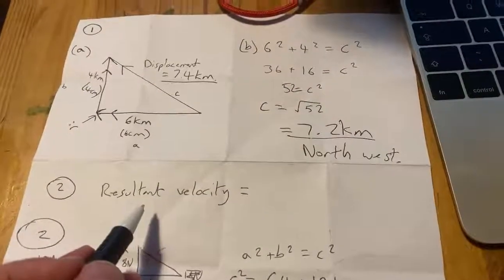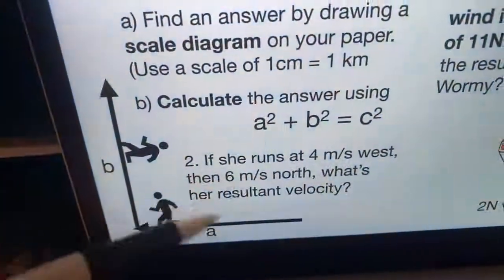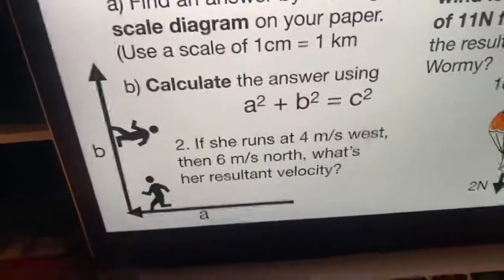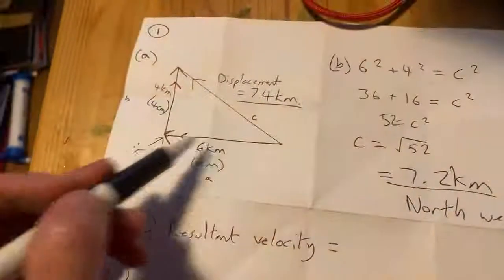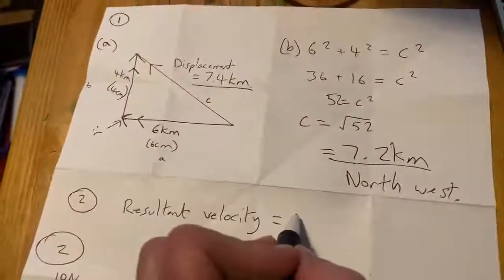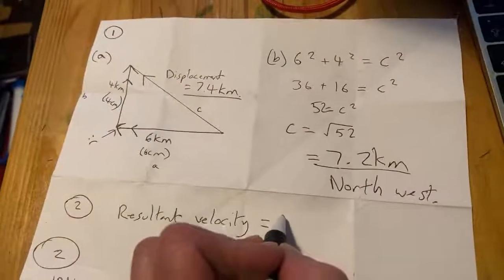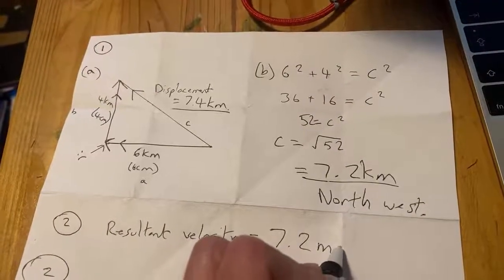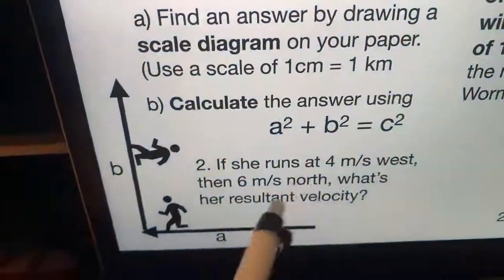The resultant velocity, well, did you get that? If she's running exactly the same, but just the units are different, then the resultant velocity is going to be exactly the same number, but with different units, yeah? Because it's exactly the same triangle. So her resultant velocity was going to be 7.2. Be just really careful with the units. Metres per second, because they gave you metres per second in the question.